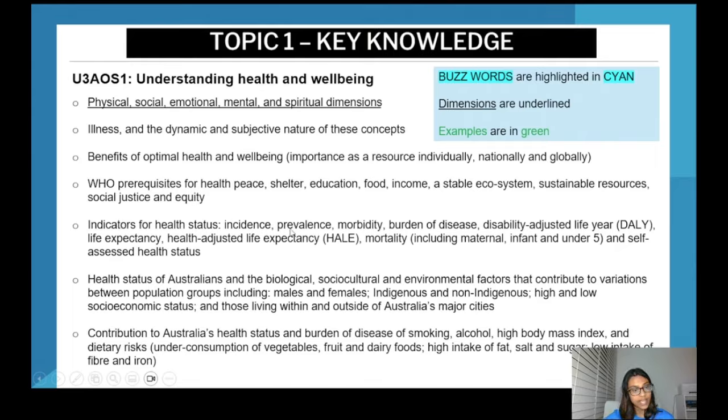And then indicators for health status, we should all be used to including these in our answers. Then we've got the health status of Australians and the different factors that contribute to variations between groups. These are the groups.